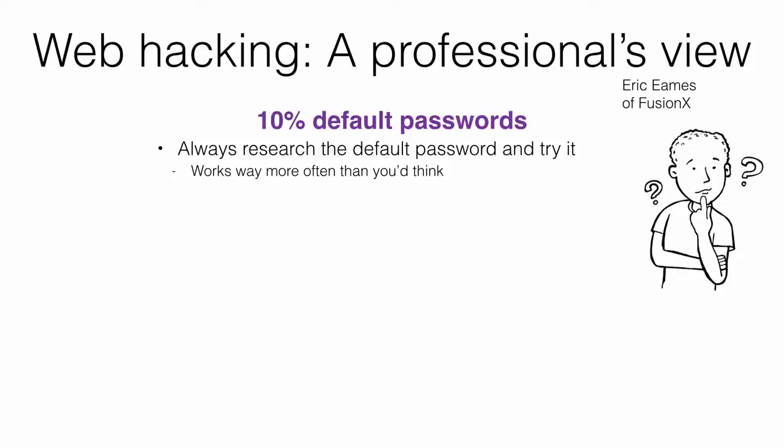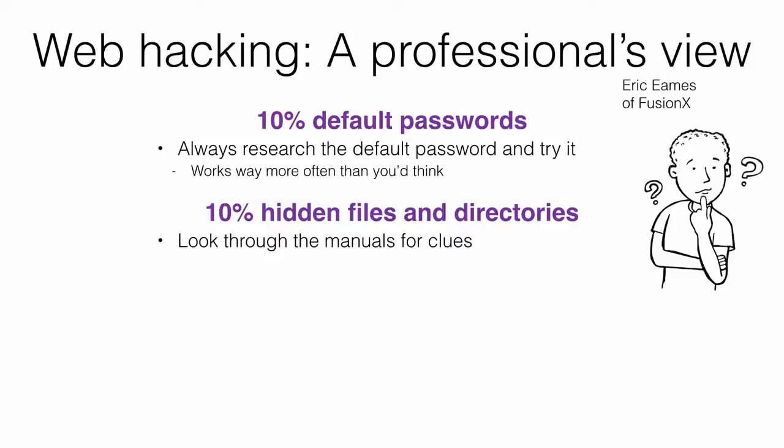Another 10% of web hacking might be default passwords. That is, research what the default password might be and try it out to see whether or not the target has changed it. This research could be through online searches or through looking at user manuals. Another 10% might be hidden files and directories. Again, you could look through manuals for clues, or you could just try out a bunch of common file names on the directory by typing in different URLs. You might find password files or other administrative pages.